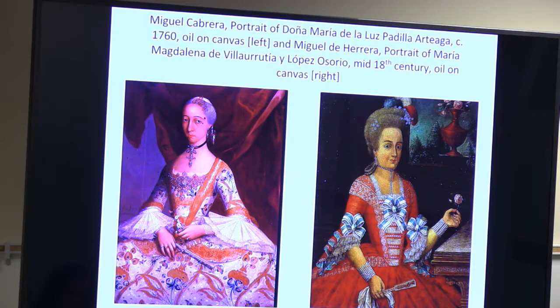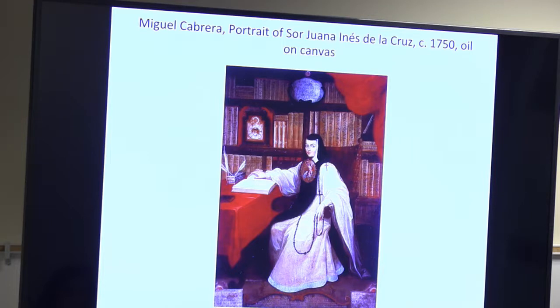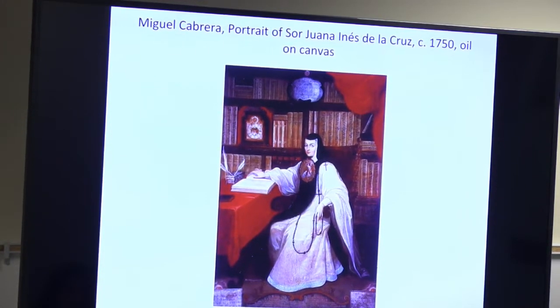And individuals who have written about Sor Juana kind of see some of that language in here, the way she's sitting, kind of daintily holding a rosary like it's a necklace. We see some of that kind of luxurious element integrated into this image of this nun.